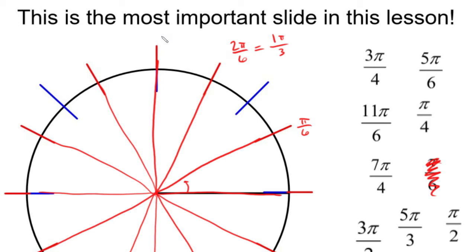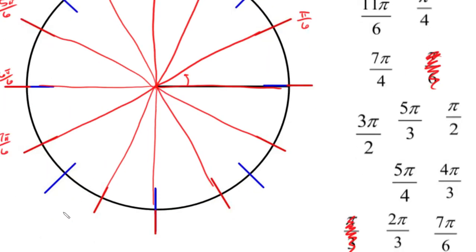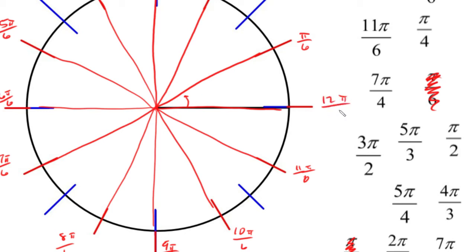And then this next hash mark here becomes 3 pi over 6. And we can just go ahead and continue this. This is 4 pi over 6. This is 5 pi over 6. This is 6 pi over 6. This is 7 pi over 6. You're going to add another pi over 6, so you're going to get 8 pi over 6. Adding another one, you're going to get 9 pi over 6. And then you're going to get 10 pi over 6, 11 pi over 6, and then 12 pi over 6.